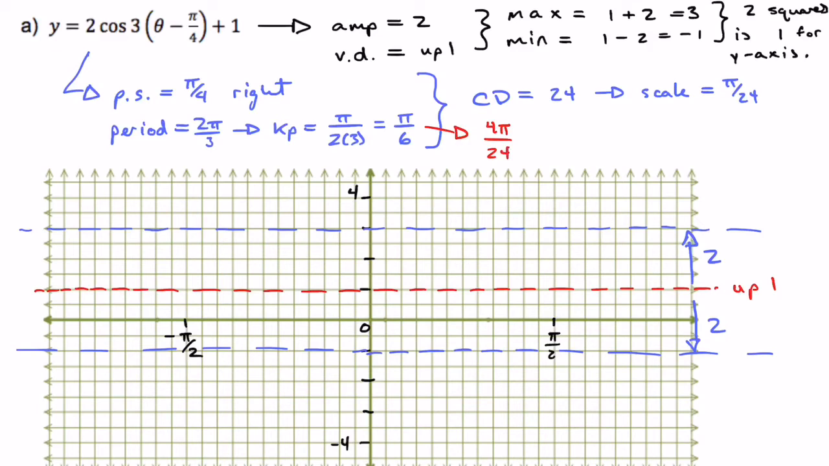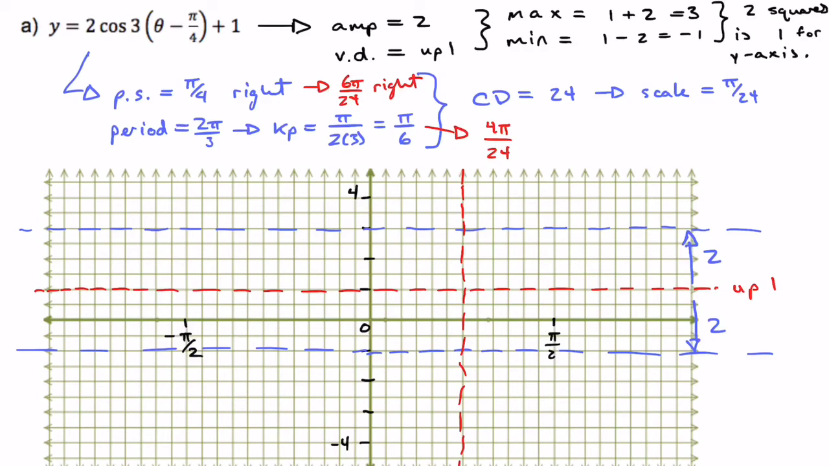The phase shift is π/4 to the right, but I have to multiply that top and bottom by 6. So I get the phase shift is actually 6π/24 to the right. So that means it's going to be 6 squares to the right. All right, so that vertical line is the phase shift, which is just 6 squares to the right.